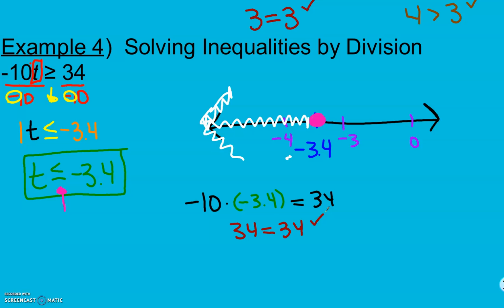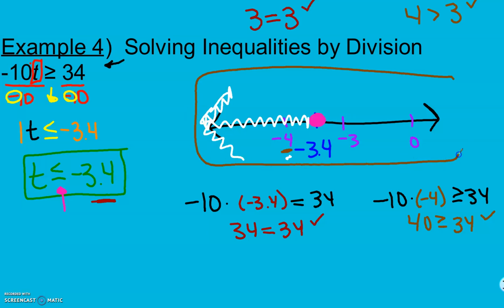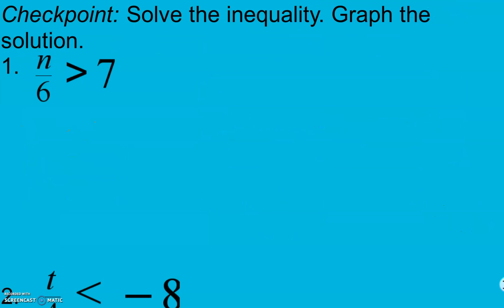The second thing I want to check is my inequality symbol. So I'm going to fill in negative 10 times one of the numbers in my solution. So something like negative 4, something in my shading to see if I'm correct. And I want that to be greater than or equal to 34. Again, we check that original equation. Here, I get 40 is greater than or equal to 34, which checks. So our graph is good, our inequality symbol is good, and overall we are correct.